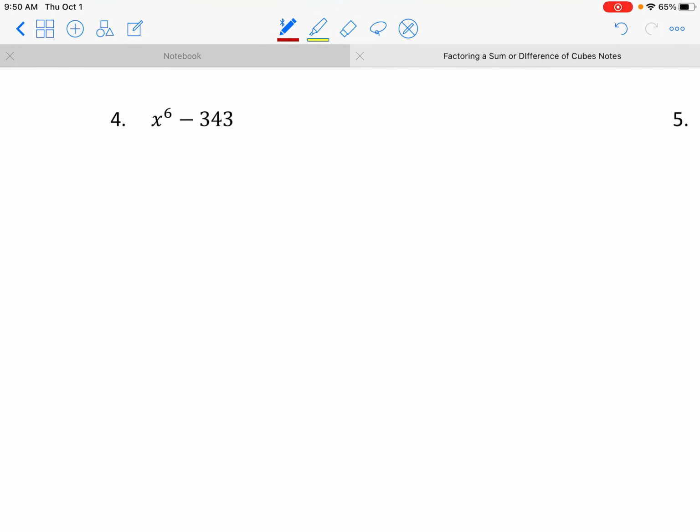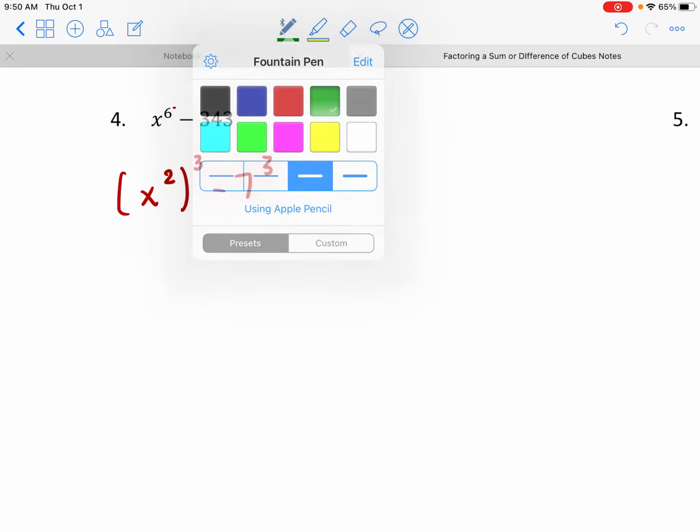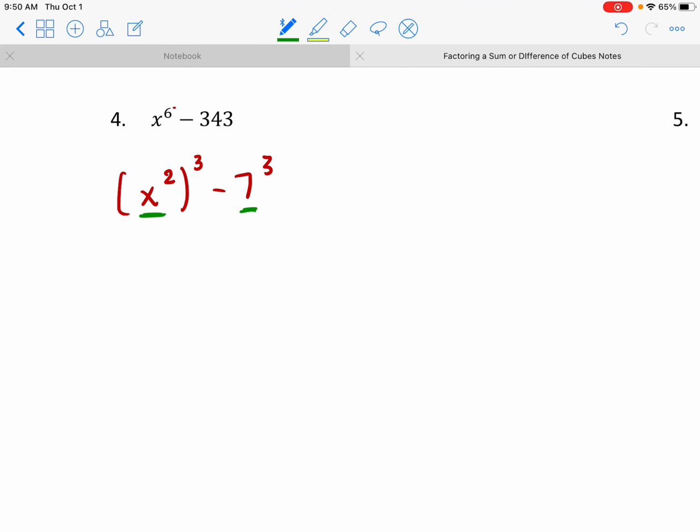So let's try to use the pattern again. We need to figure out what we're cubing to get x to the 6th. And so this is where divide the exponent by 3 comes in handy. 6 divided by 3 means there had to be an x squared in here. Remember, this is our power rule. If we multiply these, they'll get us back to the x to the 6th. So x squared cubed is going to get us x to the 6th, and then 7 cubed is going to get us 343. So the bases of my cubes are x squared and 7.